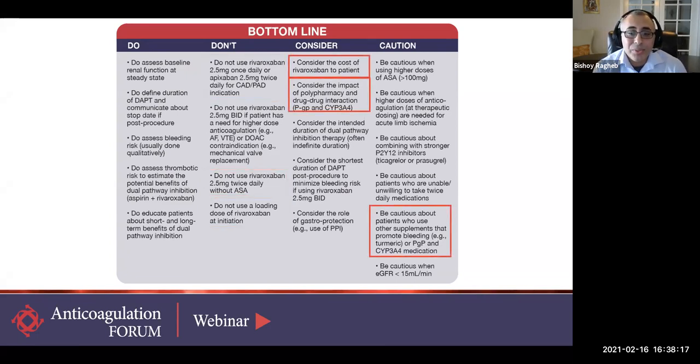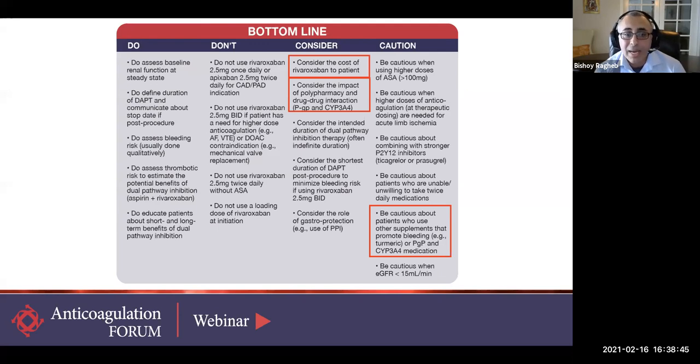Moving along to the consider section: the cost of rivaroxaban to the patient. Obviously, if the patient can benefit from it from a data standpoint, there's really no benefit to the patient if they cannot afford to obtain the medication. So be sure you utilize any type of patient assistance programs or ensure that the patient is able to obtain the rivaroxaban and use it accordingly.